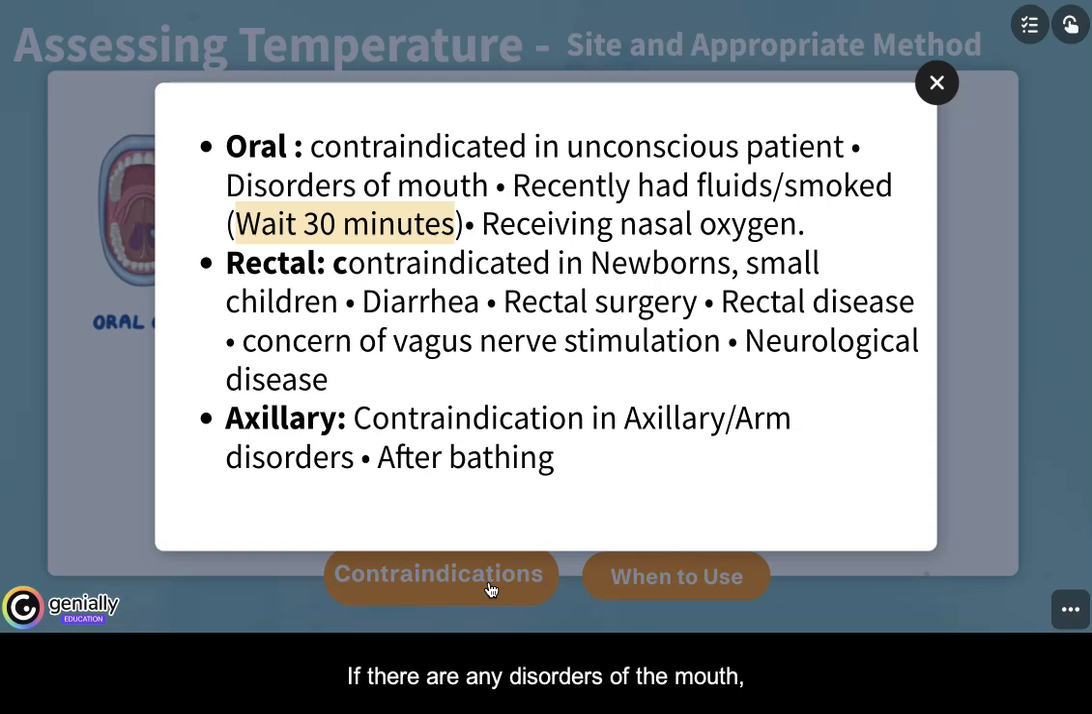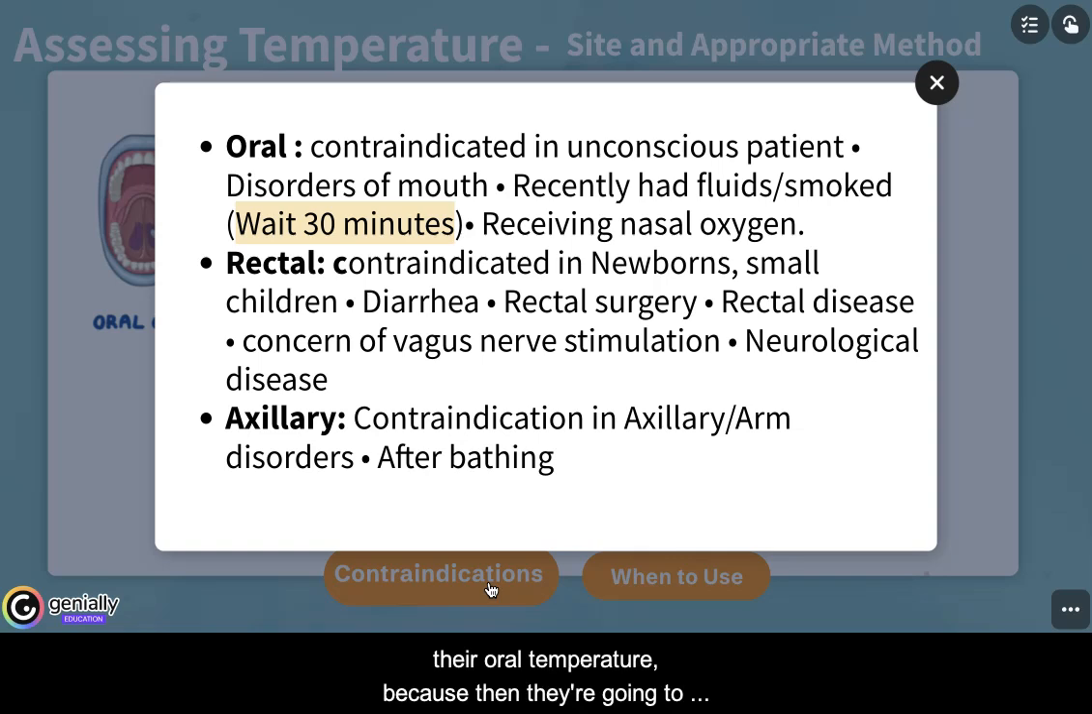If there are any disorders of the mouth, or the patient recently had something hot to drink or smoked, wait 30 minutes. It's extremely important to remember that. If they had some coffee or they just smoked, wait 30 minutes. If they're receiving oxygen via nasal cannula, do not use their oral temperature. When you're checking oral temperature, you tell the patient to breathe through their nose, but they have a nasal cannula in their nose. So you're basically telling them, don't breathe till I check your temperature, right?